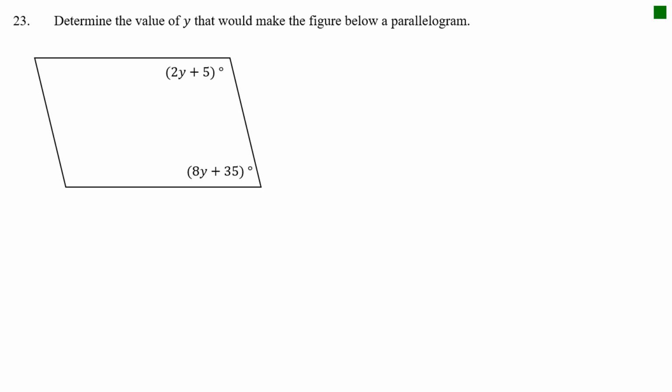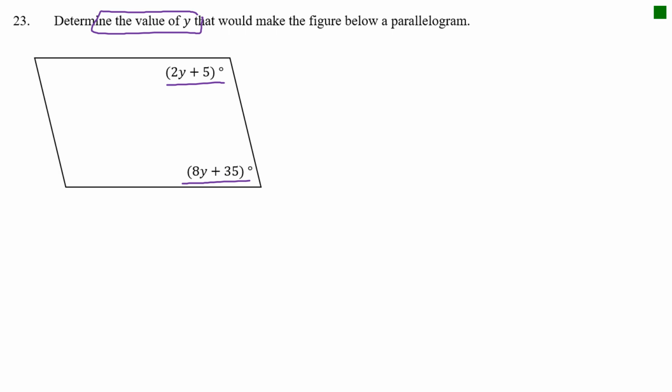Number 23, determine the value of y that would make the figure below a parallelogram. Okay. So again, directions this time are to find the value of y. We see y here, we see y here. We know they're angles for 2 reasons. 1, they're in the corner. 2, they have a degree symbol.